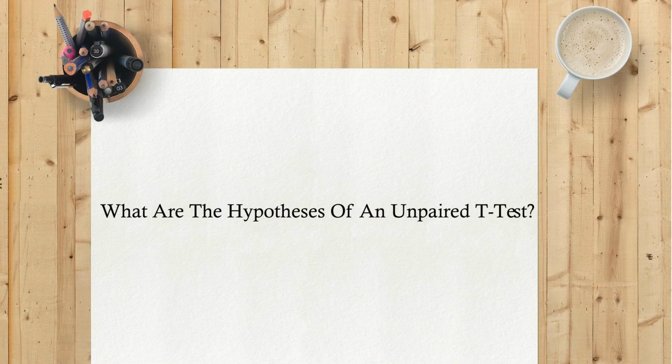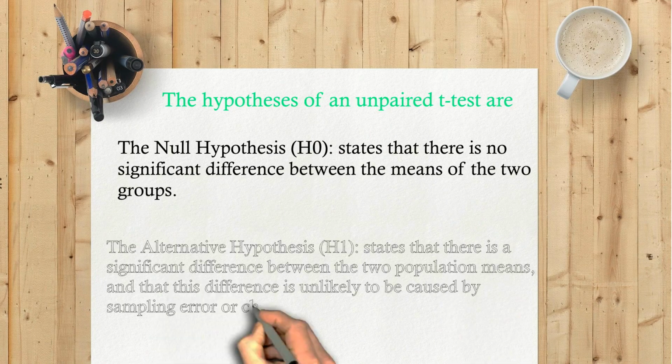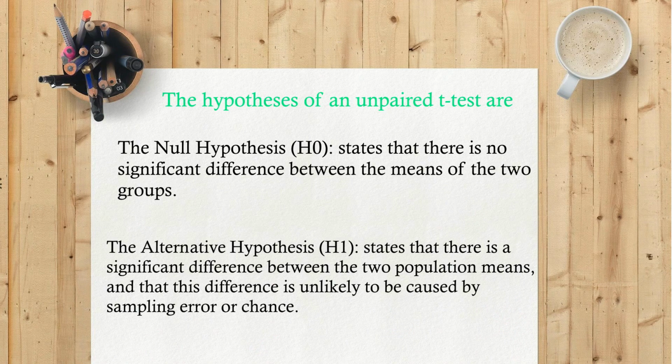What are the hypotheses of an unpaired t-test? The null hypothesis, H0, states that there is no significant difference between the means of the two groups. The alternative hypothesis, H1, states that there is a significant difference between the two population means, and that this difference is unlikely to be caused by sampling error or chance.